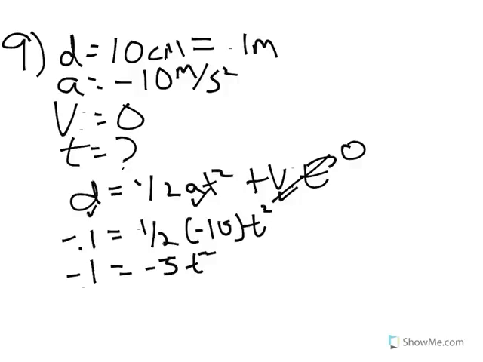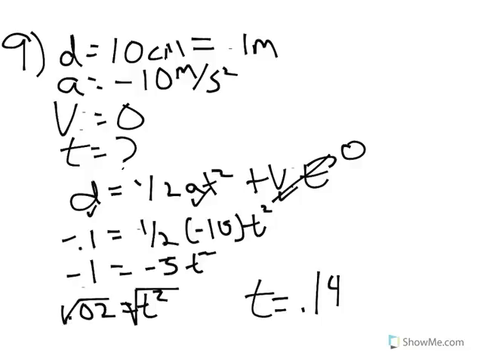Then we're going to solve. So you're going to divide by -5, and you would get 0.02 equals t squared. Now we got a square, so we've got to square root that. And then that's when we get the answer, which is t is equal to 0.14 seconds.